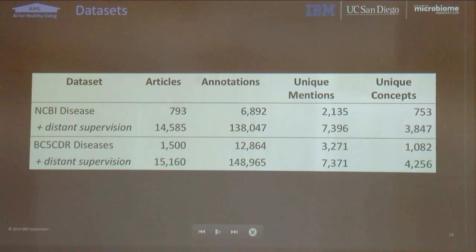How that represents itself in our data sets is as follows. We use the NCBI disease corpus and the BioCreative chemical disease relation corpus, which are the standard benchmarks for this task. You can see that inherently there's not very much data in these data sets. The NCBI disease corpus has less than 1,000 abstracts and less than 7,000 annotations. BioCreative has 1,500 abstracts and less than 13,000 annotations. So it's very hard to train neural networks using these data sets. But with our distant supervision, we're able to bump up the number of abstracts by several thousand and get 100,000 to 120,000 extra annotations for both data sets.